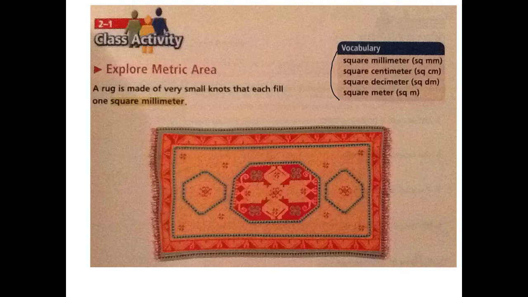Now you will need some of this information for the next slide that Mr. Swen will explain. We're looking here at this rug, which we have a picture of. And one key piece of information is that this rug has very small knots that each fill 1 square millimeter. So keep that in mind as Mr. Swen explains the next slide.